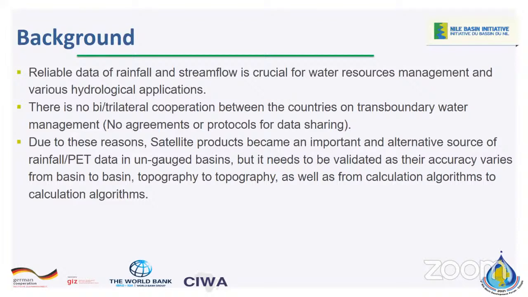Therefore, reliable rainfall and stream flow data is very important and crucial for water resources management as well as for various hydrological applications, as you know. Due to these reasons, we have to find alternative sources for this data, I mean, for rainfall and stream flow.